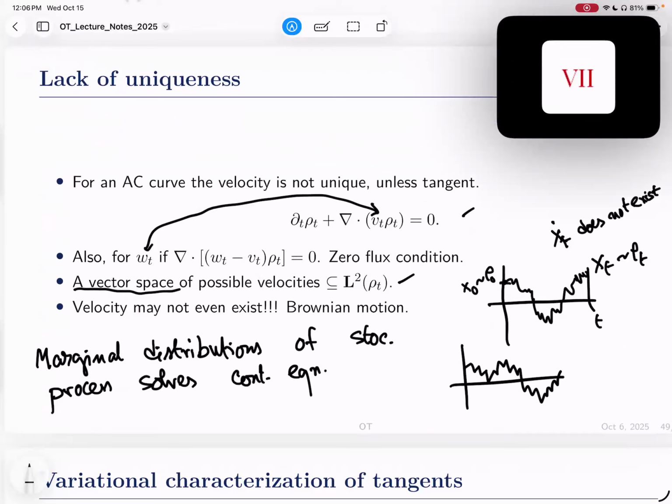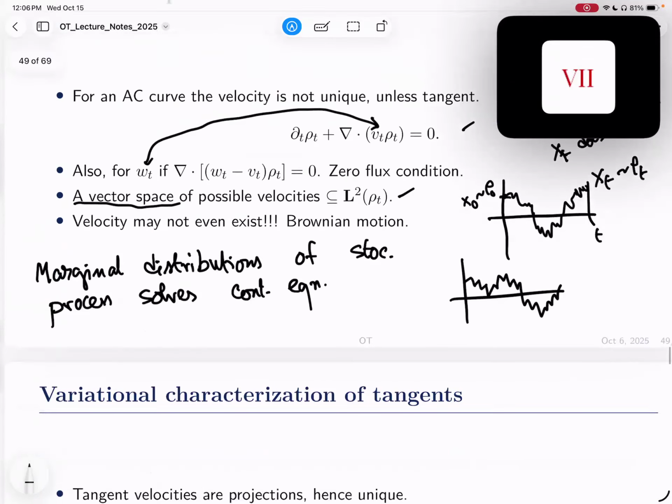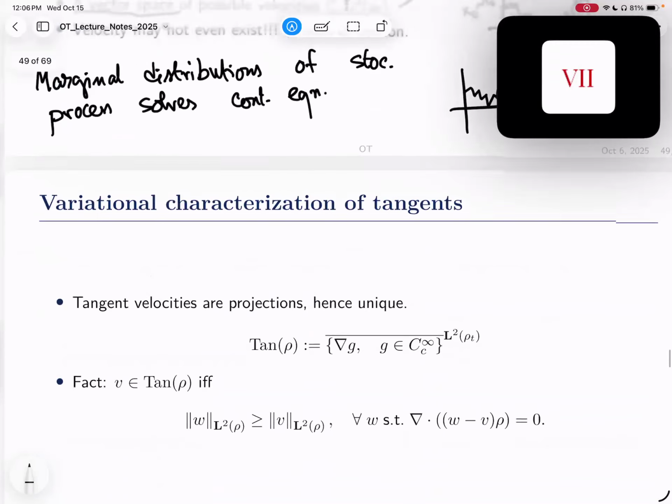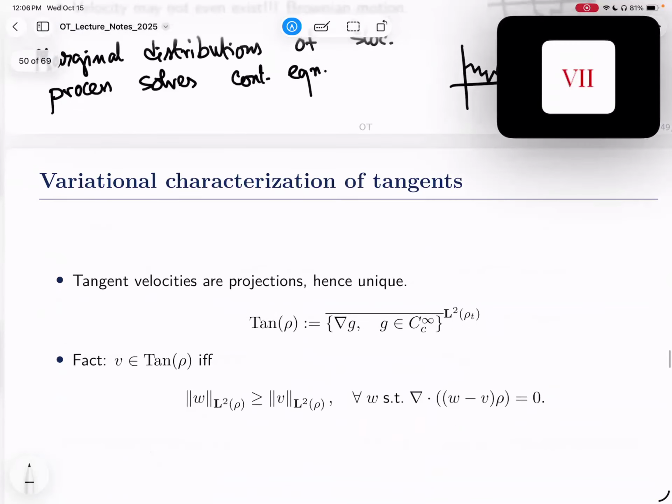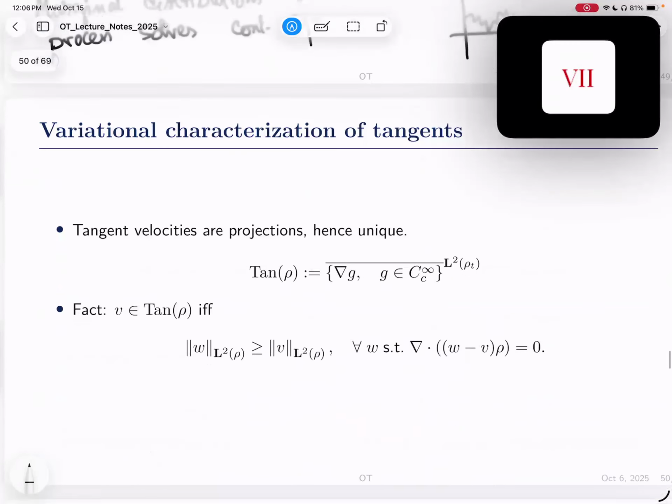Nevertheless, as I keep on saying, tangent velocities are unique. And as one of you already mentioned, this is nothing but a projection. So let's review the fact that the tangent velocity is essentially a projection. It's the minimum L2 norm among all possible velocities. So therefore, this is unique.